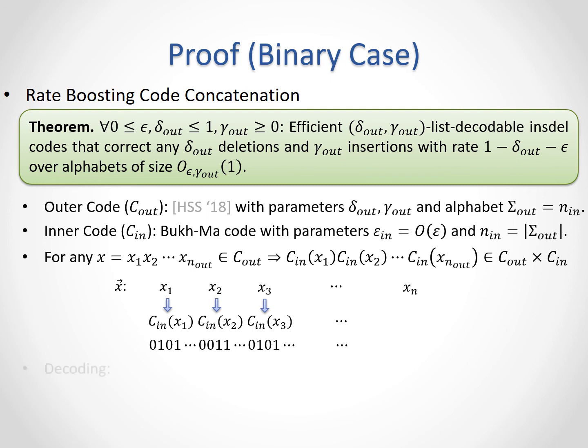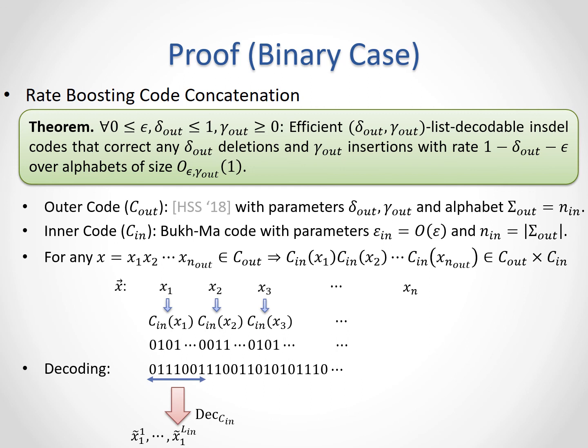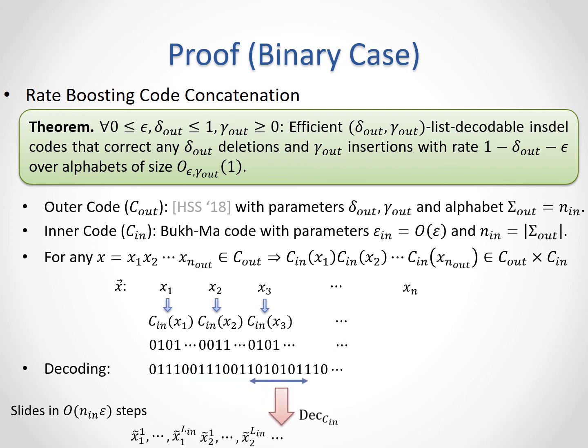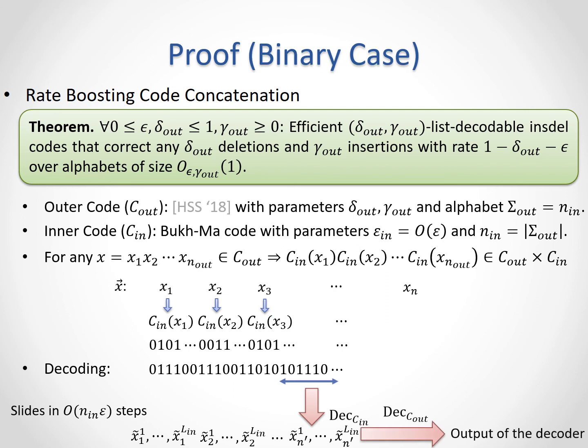But the decoder is slightly different from code concatenation schemes that have been proposed in the previous work. For the decoding, we use a sliding window that is almost twice the size of the inner code, and give the elements in this window to the decoder of the inner code to produce a list of symbols within the alphabet of the outer code. We shift this sliding window O of n epsilon steps and repeat this procedure to the end. This would result in a string of length n_in times n_out times the list size of the inner code, of symbols out of the outer code.